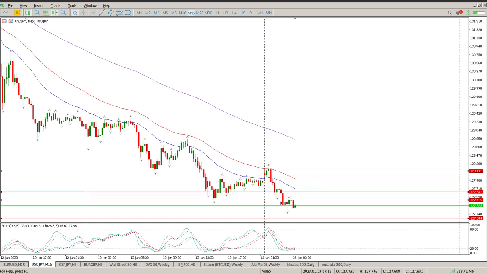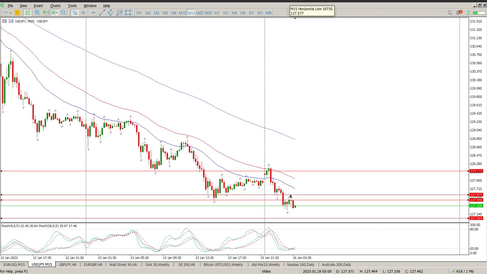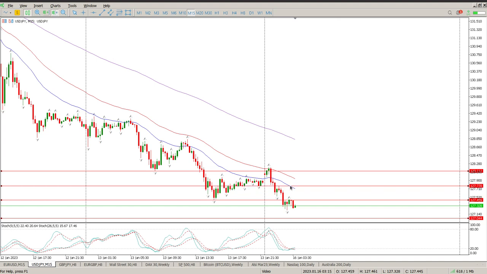So you can see there is a bit of structure there. Then you've got a bit better structure up here, which to me is probably the most logical one. So I'm looking for a move up, or in actual fact, let's do that.